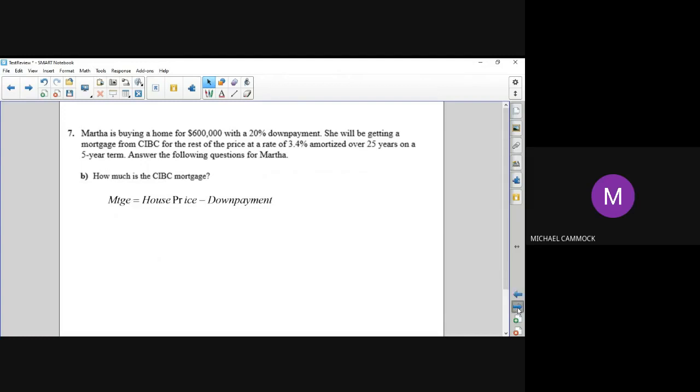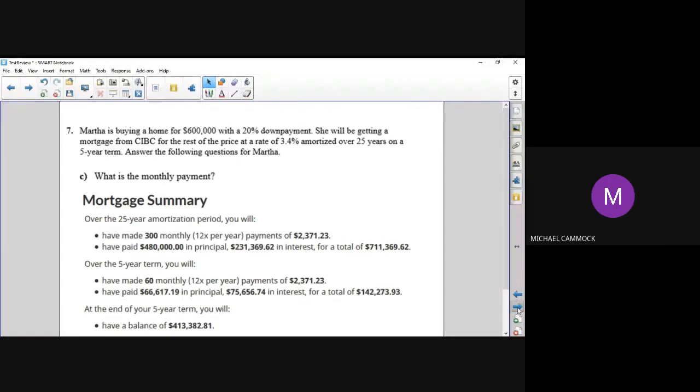Okay. Now, I'm going to get to this page. What is the monthly payment? Well, I'm going to give away one of the answers. It turns out that the mortgage is for $480,000, because when you take the 20% and subtract it from the 600,000, it works out to be $480,000. I think that's what I did wrong.